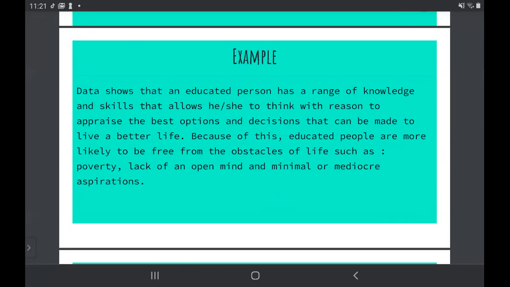Example, data shows that an educated person has a range of knowledge and skills that allows he or she to think with reason, to appraise the best options and decisions that can be made to live a better life. Because of this, educated people are more likely to be free from the obstacles of life, such as poverty, lack of an open mind, and minimal or mediocre aspirations.